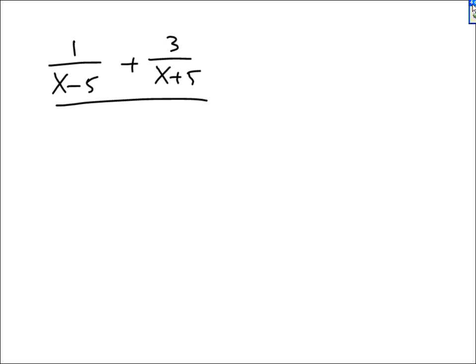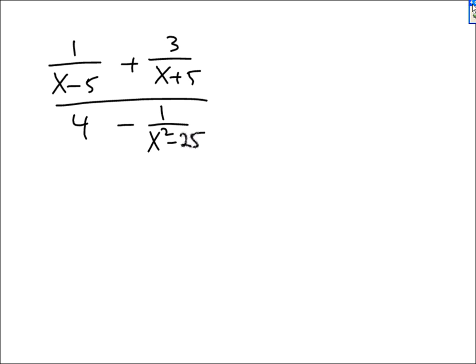Okay, let's try one more. And then I guess after that, I'll show you a new way of doing old problems. The new way would be the technique that we're learning with complex fractions. Okay, suppose you have this. You have 1 over x minus 5 plus 3 over x plus 5, over 4 minus 1 over x squared minus 25.